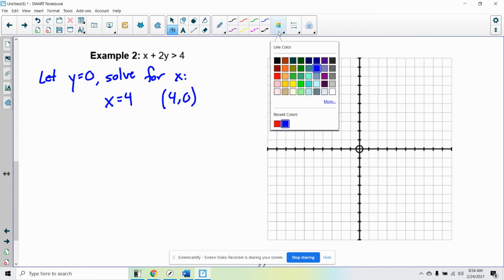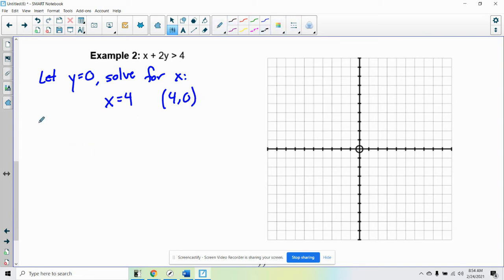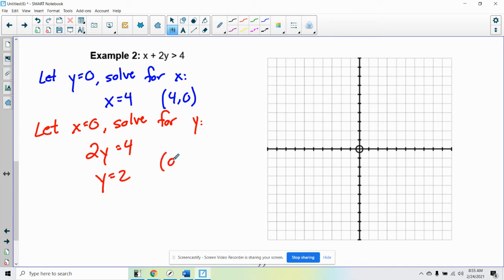That's my x-intercept. Just like we did last class, I'm going to say, okay, well, now let x equal 0. Solve for y. So we'll let x equals 0. I have 2y equals 4. So I have y equals 2. So I have the coordinate 0, 2. So there's my two intercepts. 4, 0 right there, and 0, 2 right there. I'm going to connect them with purple. Red plus blue makes purple. Whoops, I want a line, not a squiggly line.